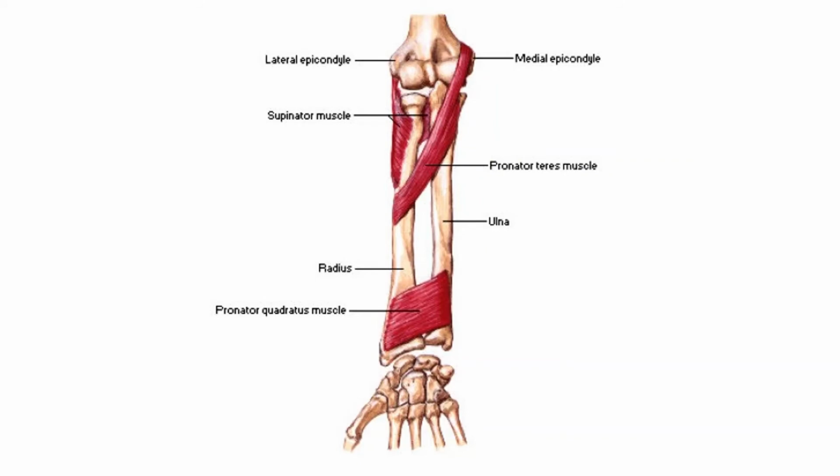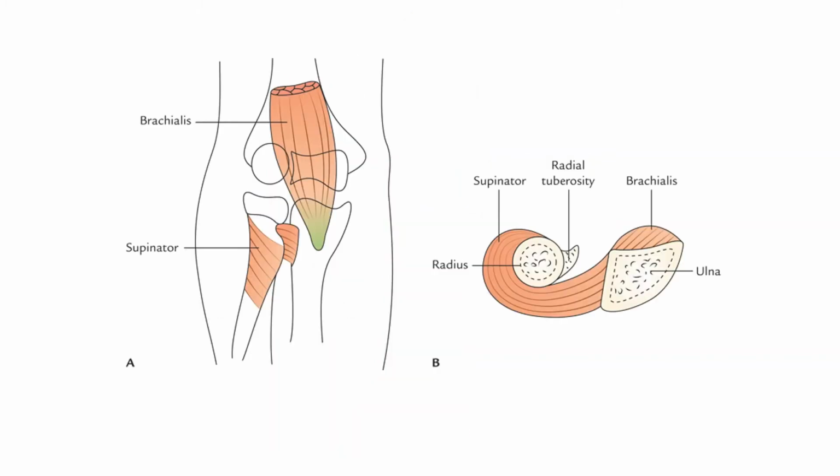Here, this is another picture where we can make out the attachment of the supinator, very beautifully seen, from the lateral epicondyle, which acts as a common extensor origin, reaching the upper one-third of the radius on its lateral side. So this is how the two muscles making up the floor of the fossa are arranged.